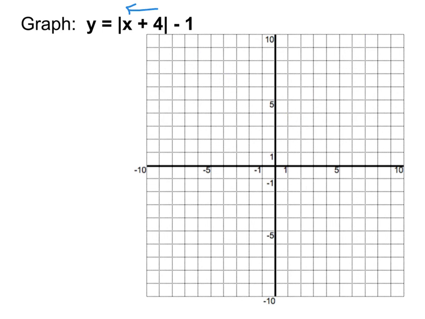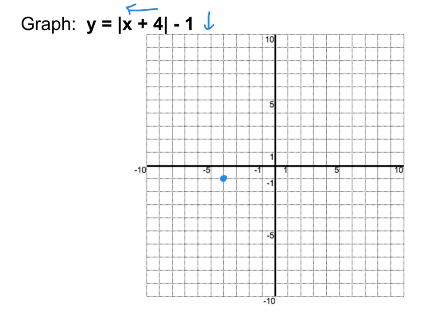And the minus 1's hanging on the end. Therefore, it's going up and down. Minus 1 is going to go down 1. Oftentimes, drawing those little arrows around your equation are a great way to keep track of what you're doing on this. So now, that tells me to go left 4, down 1, and plot a point right there.